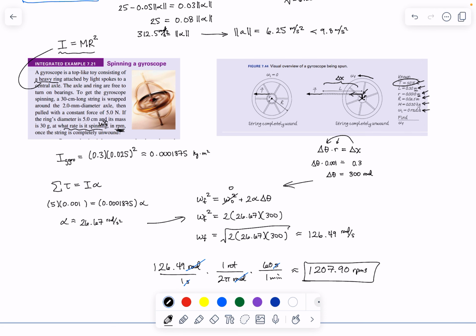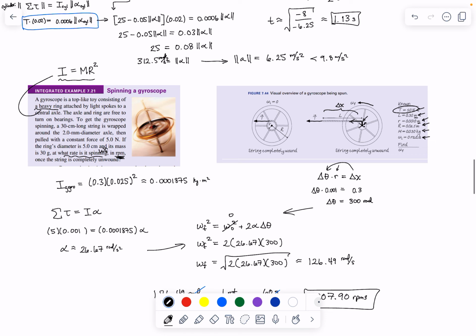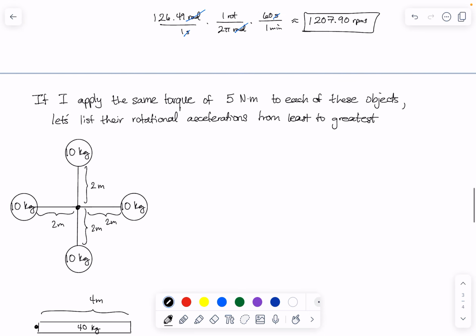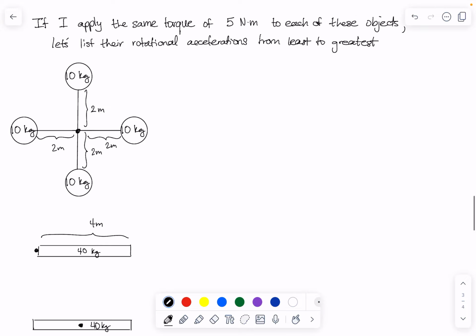Nice. And if you've ever had a toy gyroscope, this actually seems like kind of a reasonable answer. You can spin them pretty darn fast. I got one from Cracker Barrel when I was really young. Really cool little toys. Really cool stuff. All right. Hopefully you haven't tapped out yet.